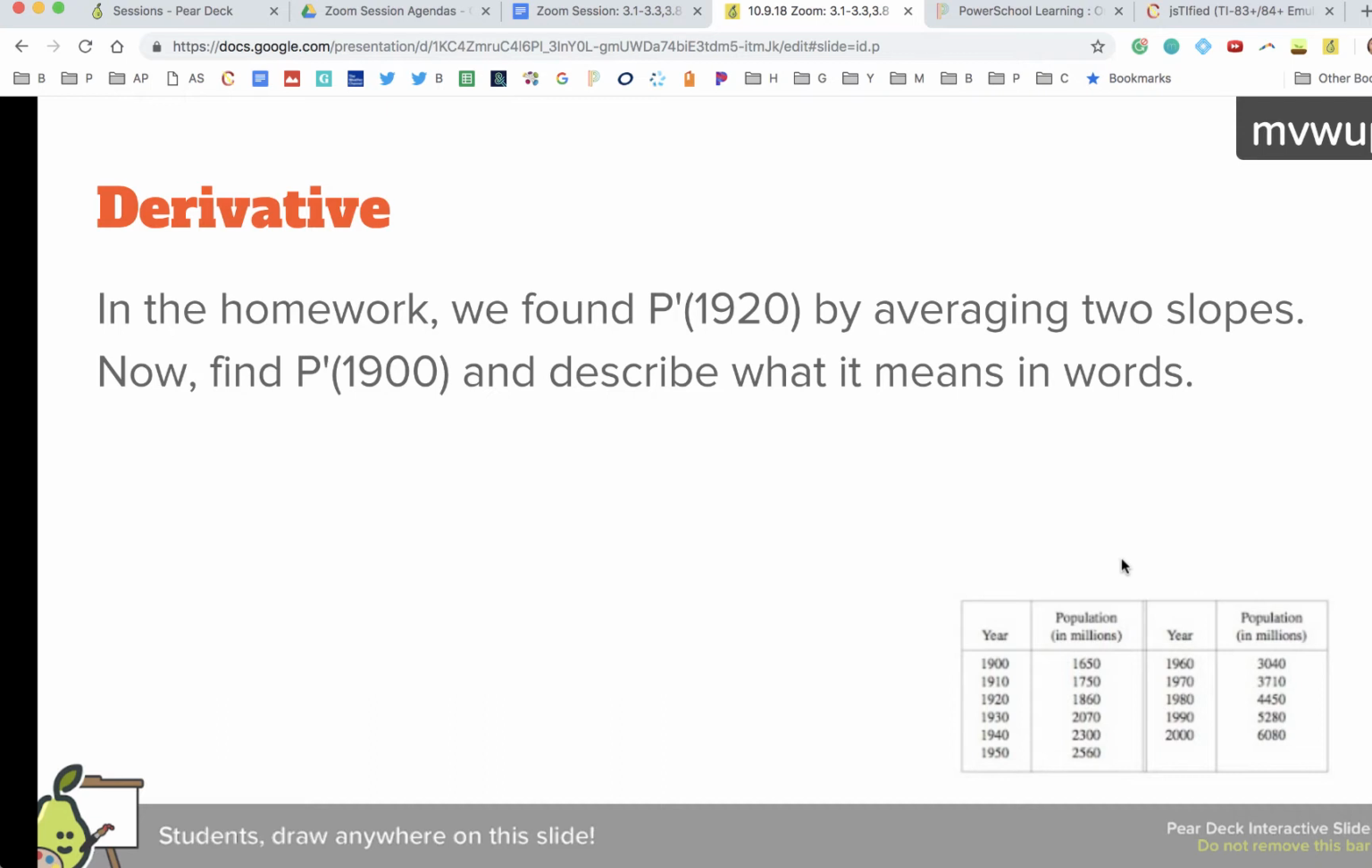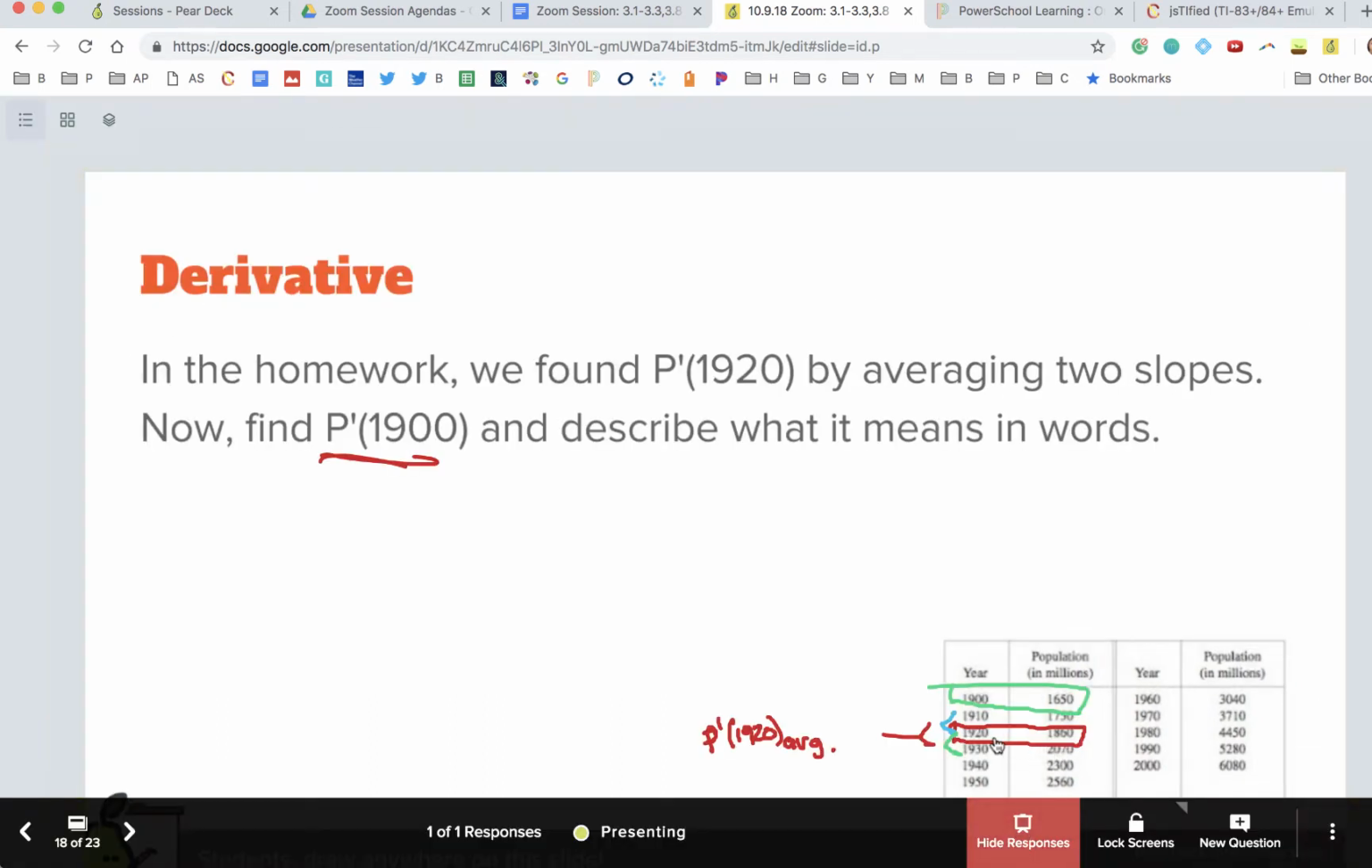Now, what if they asked us to find p prime of 1900? Well, 1900 is an endpoint here. For 1920, I find the slope between 1910 and 1920, and then also the slope between 1920 and 1930, because I have points on either side, and then I average those two to find p prime of 1920. So that's the average of what's a little bit to the left and a little bit to the right.